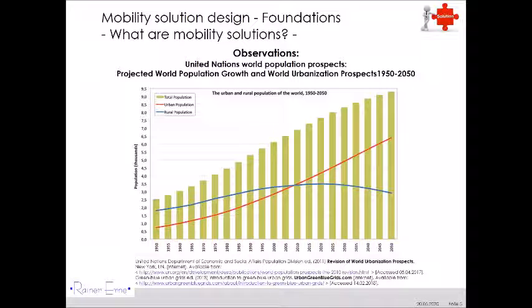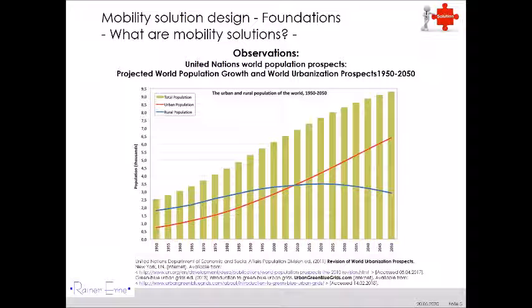From my point of view, when we talk about mobility solutions and sustainable mobilities, there is one root cause. And the root cause is to be seen in the development of the world population. You can see here the projections of the United Nations regarding the development of the world population between 1950 and, prospectively, 2050.